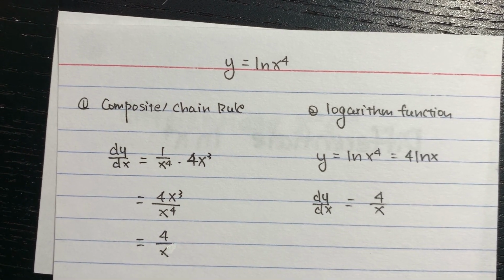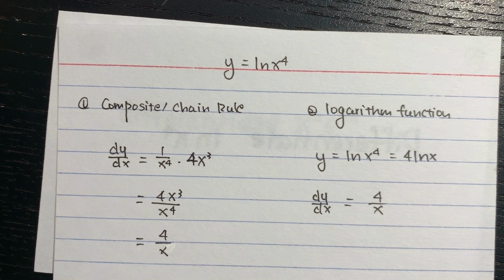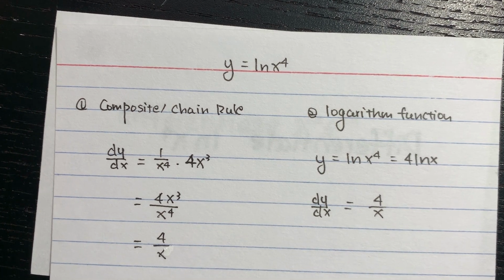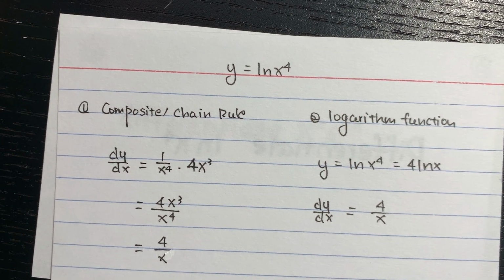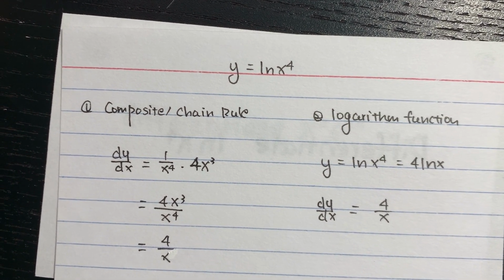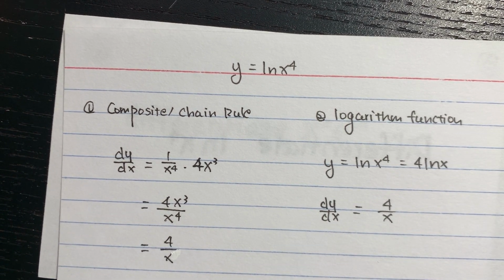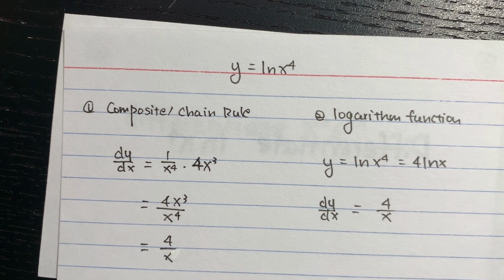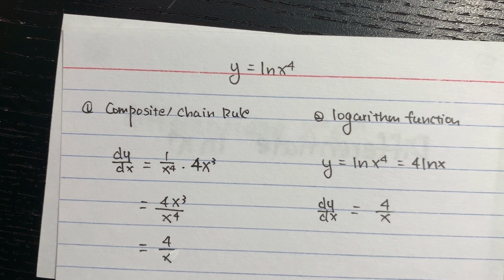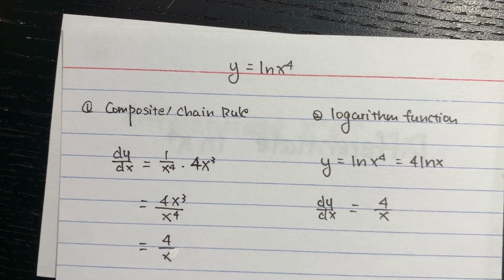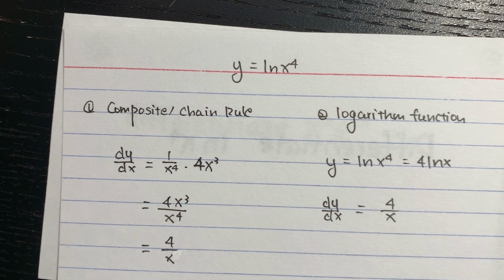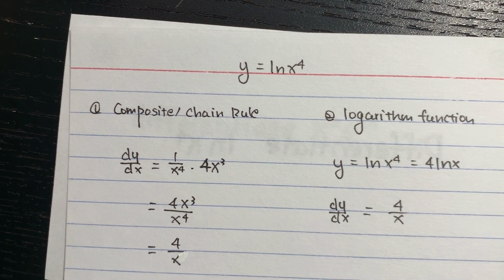So in this case, again, you have to use the chain rule because it's not just ln x, but ln of x to the power 4. So you imagine x to the power 4 as a unit. You differentiate ln u, for example, and then you differentiate x to the power 4 and use the chain rule. You multiply them together, so you get 4 over x.